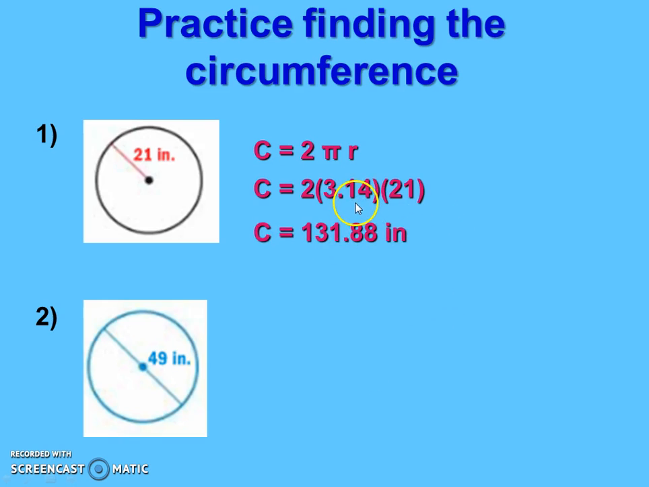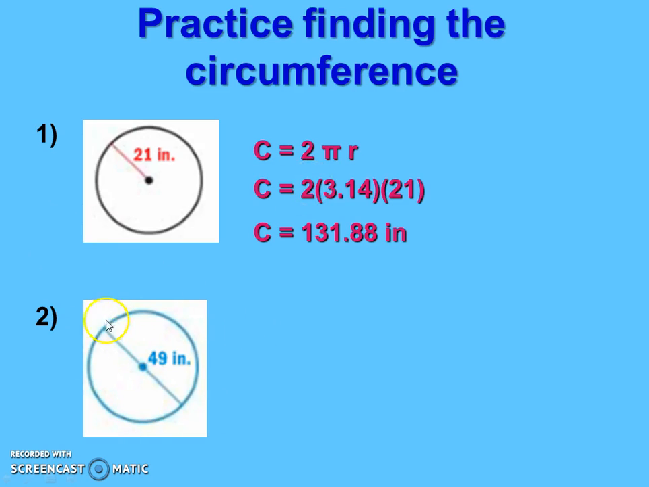Now, if you use the pi button on your calculator and not the rounded 3.14, you're going to get a slightly bigger answer because you used more digits of pi. I'm fine with you typing in either way, so either use the pi button or 3.14. Just know that your answers will be slightly different if you use the pi button. Okay, number 2.